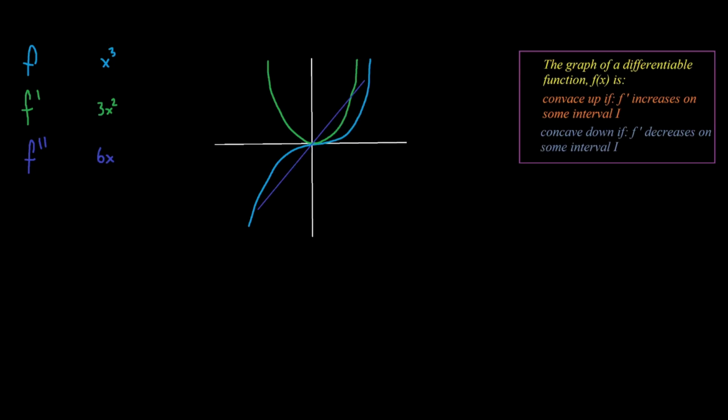Okay, this is going to be a video on concavity. So concavity, right here I have defined. Concave up is if f prime is increasing on some interval I, and concave down is if f prime is decreasing on some interval I.